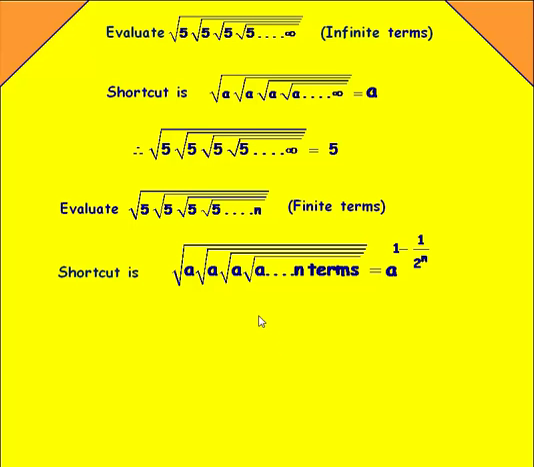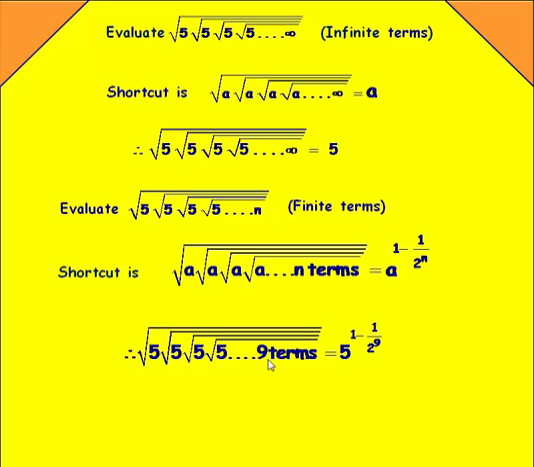Now take an example problem, square root of 5 into square root of 5 into square root of 5 and so on 9 terms. To evaluate this nested square root value, we use this shortcut, that is a power 1 minus 1 by 2 power n. Here we have 9 terms, that is n equals 9. So using this formula we get 5 power 1 minus 1 by 2 power 9. So the value of square root of 5 into square root of 5 and so on 9 terms, that is a finite number of terms, is 5 power 511 divided by 512.